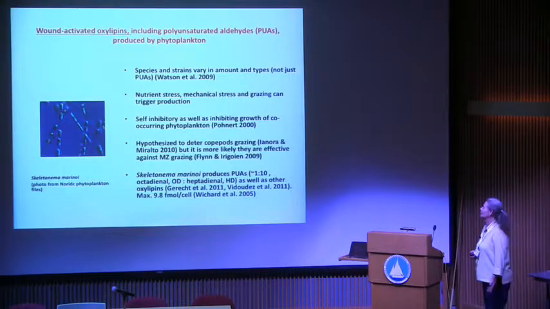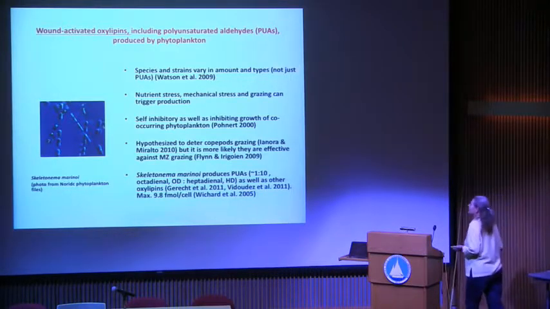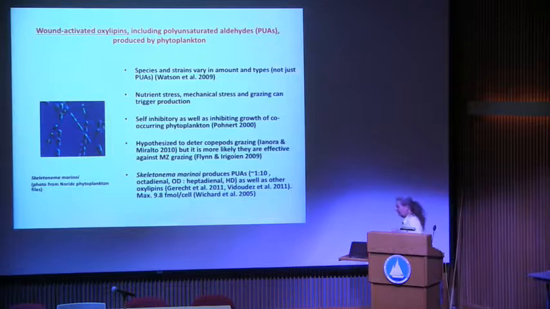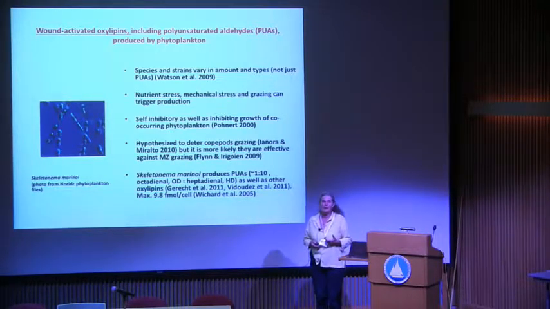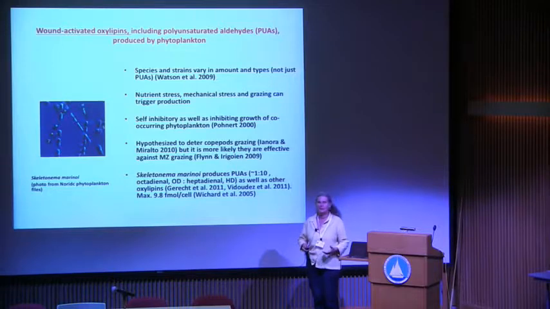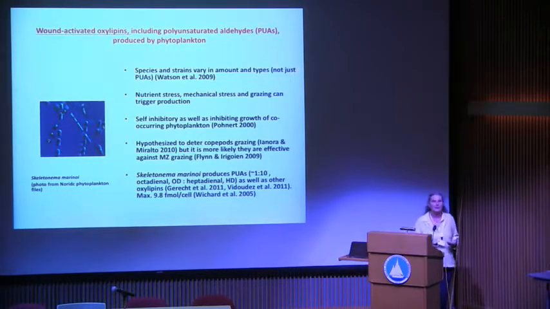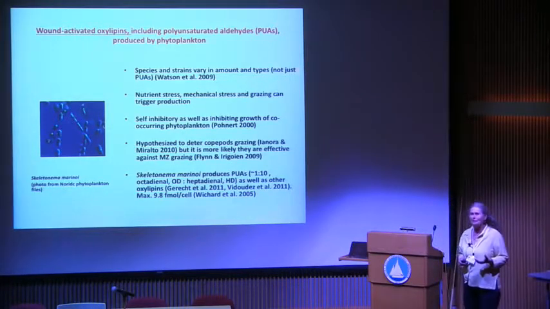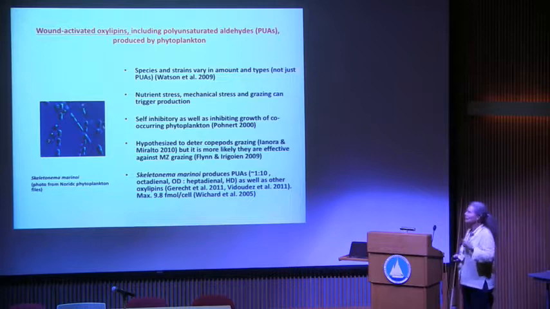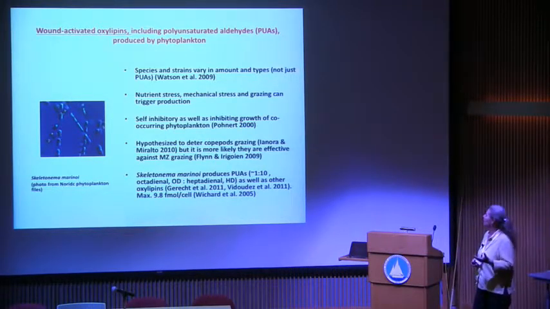So, what are PUAs? Well, they're wound-activated oxylipins, and they're only actually produced when the phytoplankton cell is wounded or stressed or dying. So nutrient stress at the end of a bloom can cause this, mechanical stress, things like filtering, and also things like grazing can trigger the production of the oxylipins.